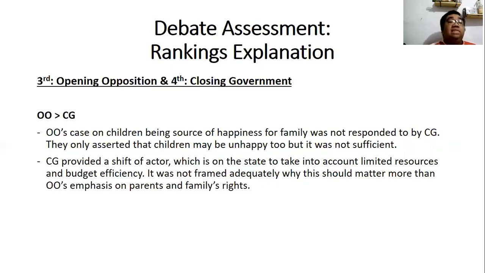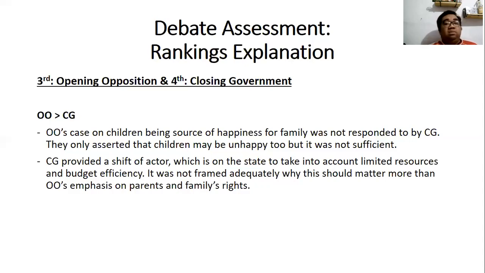The second reason is closing government provided a shift of actor, which is on the state, that the state needs to take into account limited resources and also budget efficiency. It was not framed adequately on why this should matter more than OO's emphasis on parents and families' rights. Opening opposition at least tried to justify why parents deserve to have these rights because without having children, they would feel that their lives would be emptier. They would not feel a sense of happiness that others are able to access when they have children. We felt that there was an explanation of why it was valuable to prioritize parents and family.